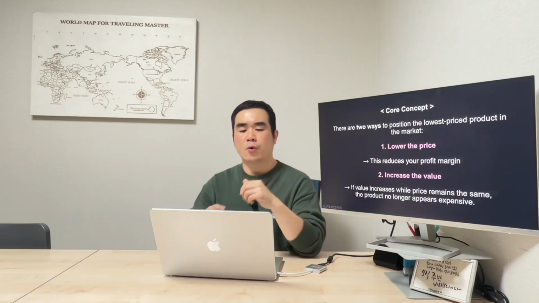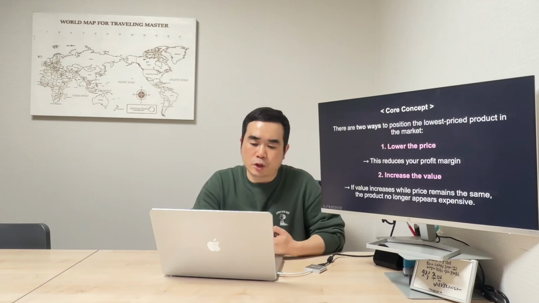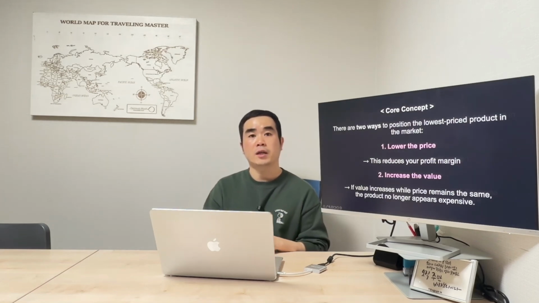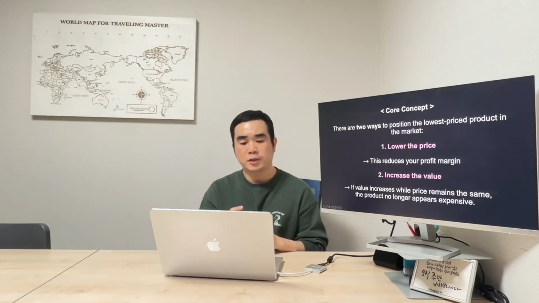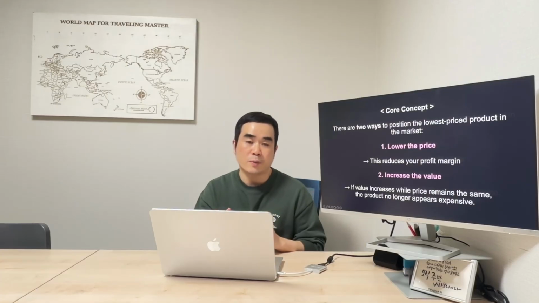So this is a core concept. There are two ways to position the lowest price product in the market. The first way is simply to lower the price, which reduces your profit margin. The second way is to increase the value. If value increases while the price remains the same, the product no longer appears expensive.